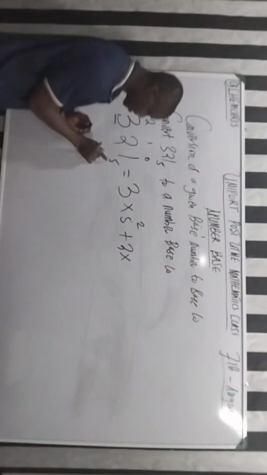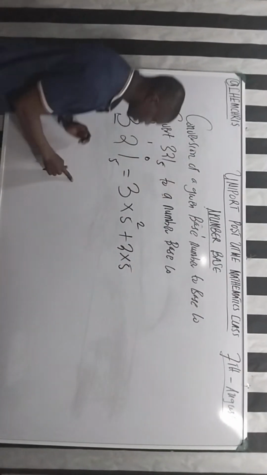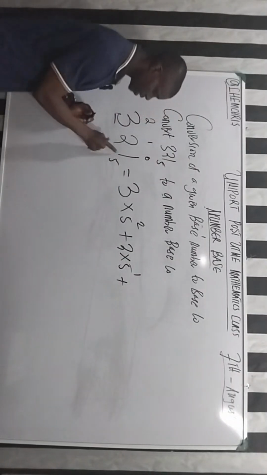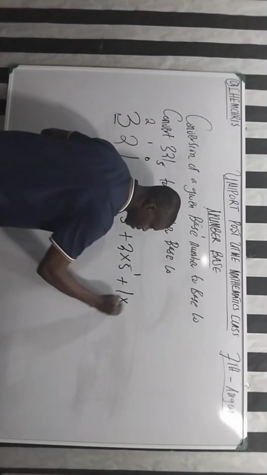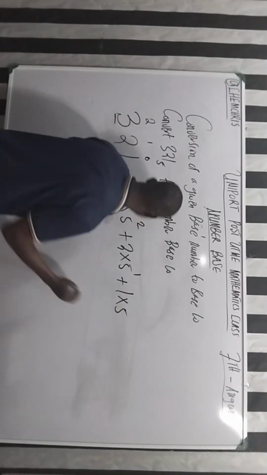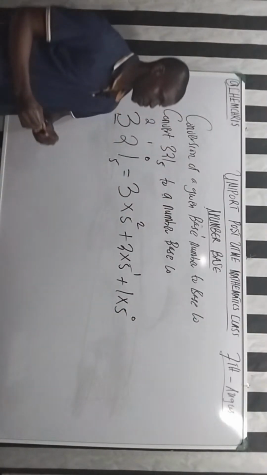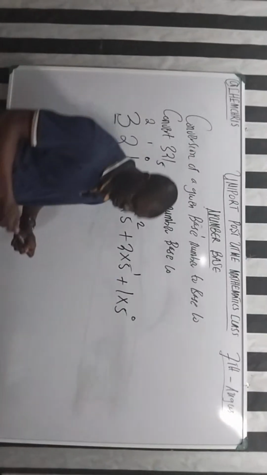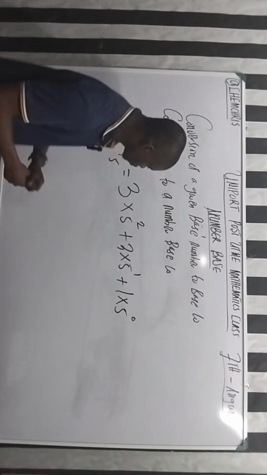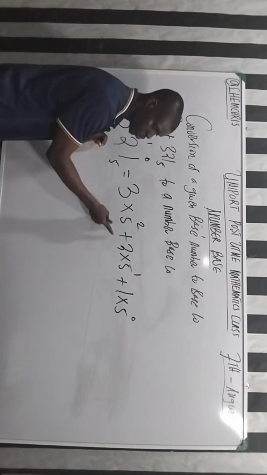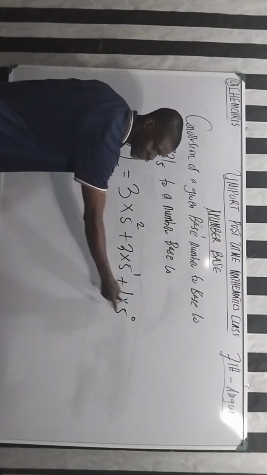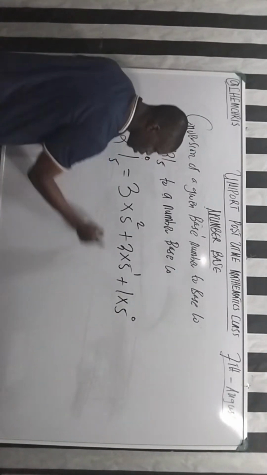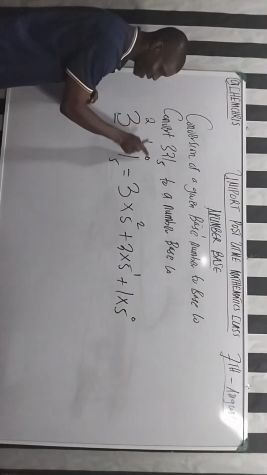Plus, here we have 2 times 5 raised to the position, 1, plus here we have 1 times 5 raised to 0. Do you see that? So here we have 3 times 5 raised to 2, plus 2 times 5 raised to 1, plus 1 times 5 raised to 0. So you can see that this 3 and this 5 are the bases. How do you get this one here? From 2, 1, and 0, right?